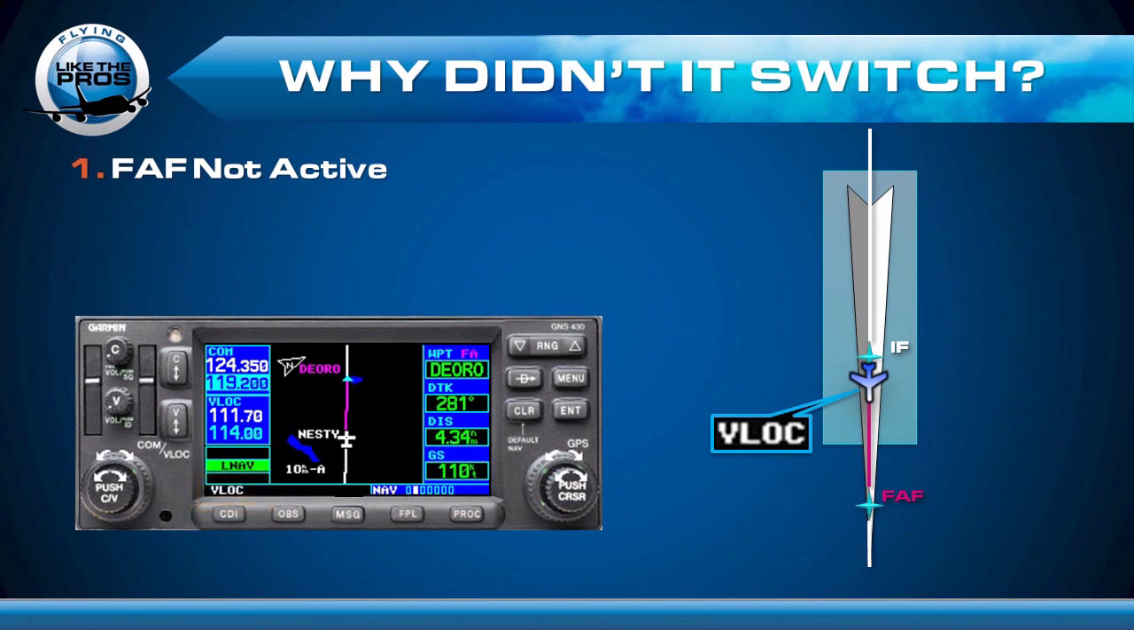Yeah, I think the main takeaway point here is that you just have to be patient, right? If you intercept the localizer and you still have a step down fix in front of you, it's not going to auto switch until you pass over that fix. As soon as the final approach fix becomes active, it will auto switch and everything works great.